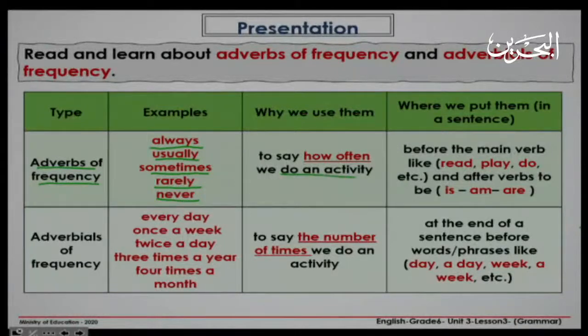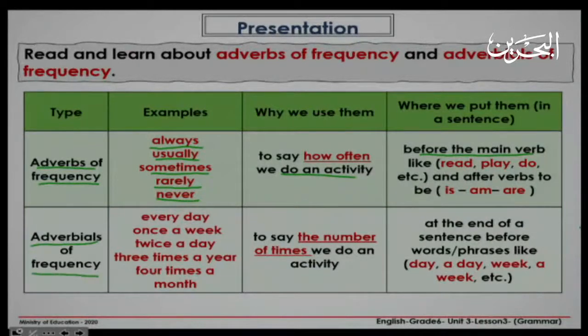So where do we put them in a sentence? We put them before the main verb. We can say, he always reads. I sometimes play. She usually does her homework. Or we can use them after verbs to be like, he is sometimes late. She is always happy.